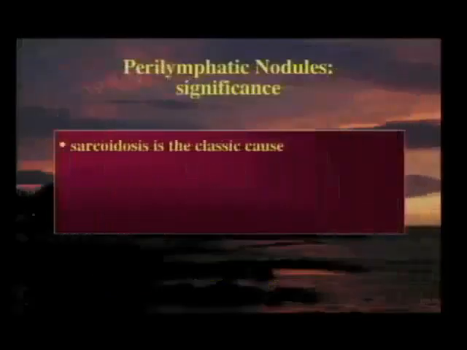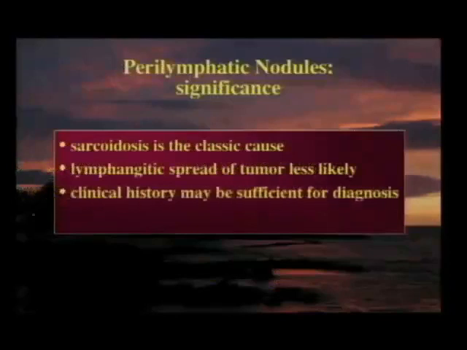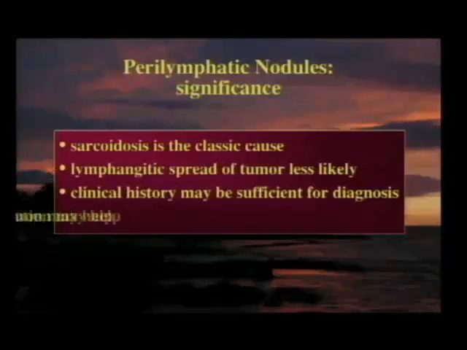So the significance of this pattern when identified: sarcoid is the classic cause and usually the cause of the case you're looking at. Lymphangitic spread of tumor is less likely but also possible. Clinical history may be sufficient for diagnosis. If the patient has a known tumor, you're going to think about lymphangitic spread. If the patient is relatively asymptomatic, you're going to think about sarcoid.